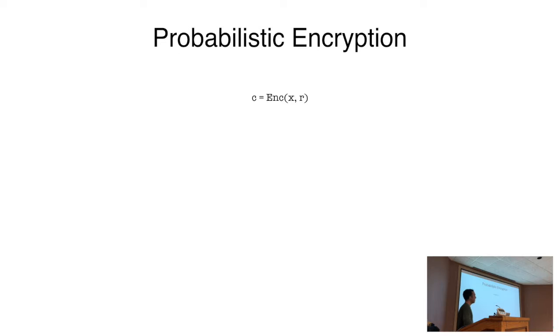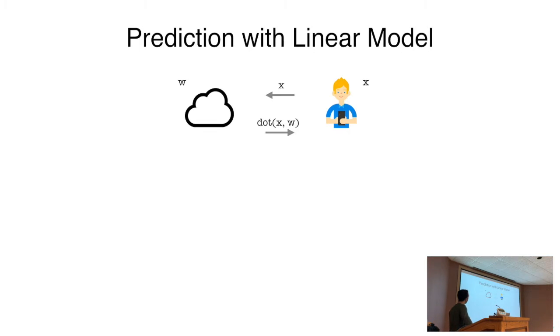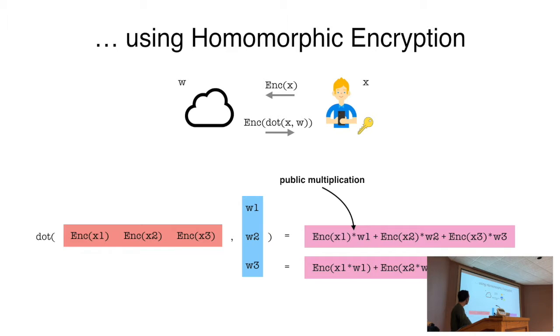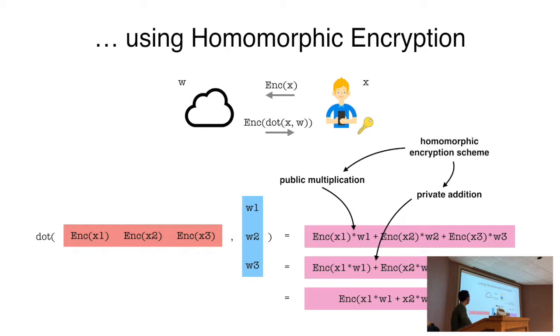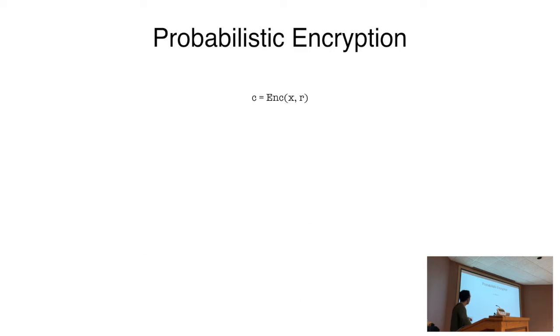Sorry, in that previous slide, it listed public multiplication and private addition. How are you doing multiplication on one number that's encrypted? So we'll go through it. We'll show an example. But first I want to talk about the actual encryption itself.